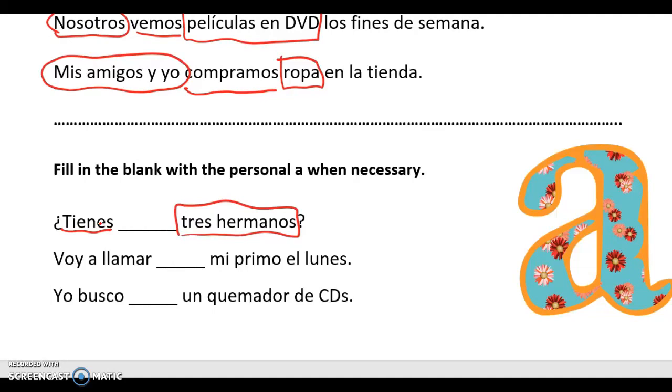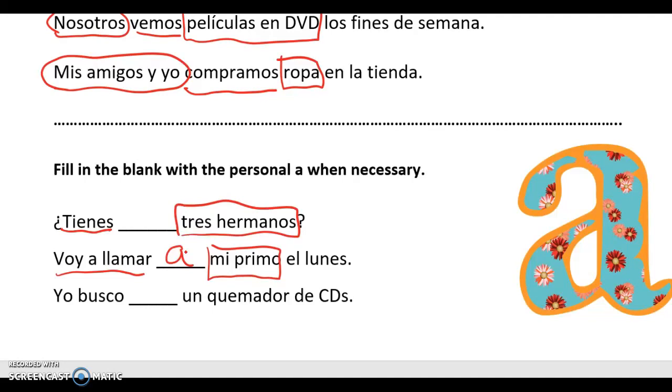Let's look at the next one. Voy a llamar mi primo el lunes. Who's going to do something? Well, we don't have it explicitly written there, but we know the subject of voy is yo. I am going to do something. What am I going to do? I'm going to call. I'm going to call who? I'm going to call mi primo. Mi primo, my cousin, when am I calling him? On Monday. But mi primo, that's my direct object. My direct object is a person. It is not after the verb tener. I need the personal a. Voy a llamar a mi primo el lunes.